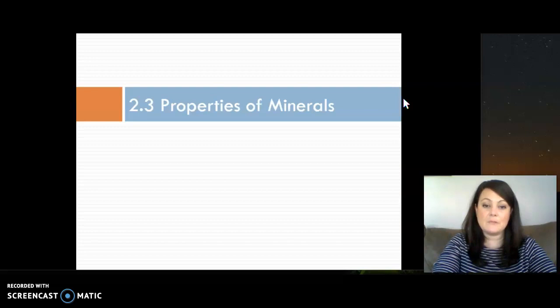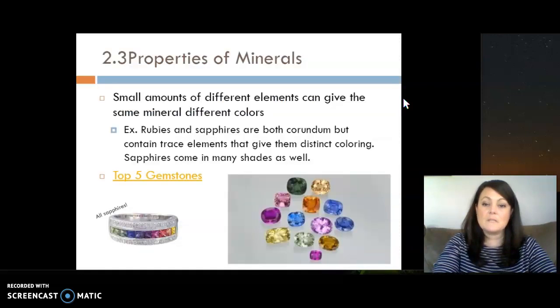2.3 Properties of minerals. Small amounts of different elements can give the same mineral different colors. For example, rubies and sapphires are both corundum, but they can contain trace elements that give them distinct coloring. We know rubies come in brilliant shades of red, but sapphires come in many different shades. You can see down there the ring on the bottom left. Those are all sapphires. They can come anywhere from clear to blues to purples to pinks, essentially every color but red.